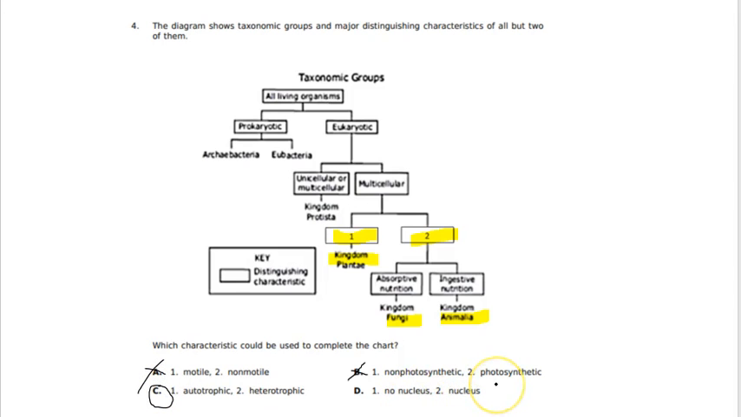No nucleus and nucleus. Well, we know that all these kingdoms are eukaryotic, so we know that they do have a nucleus. Plants have nuclei in their cells. So we know that the answer is not D. You should have picked C, autotrophic and heterotrophic.